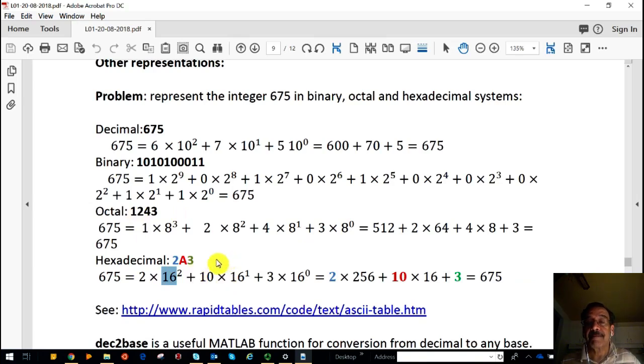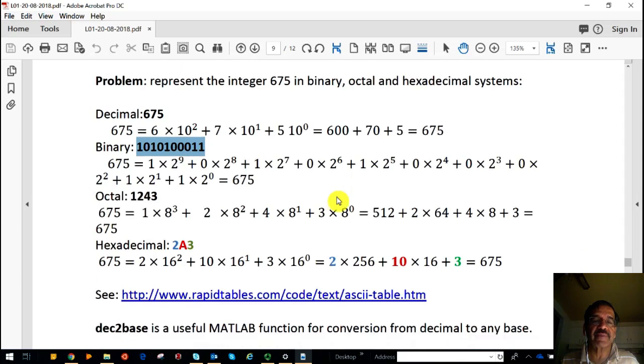But ultimately, in the computer, it is represented in binary form. So if 675 is represented, it will always need this many bit positions to represent it. We can also convert it into other representations for various purposes, but the most important one is the binary one, because that's where all the operations take place in the binary world.